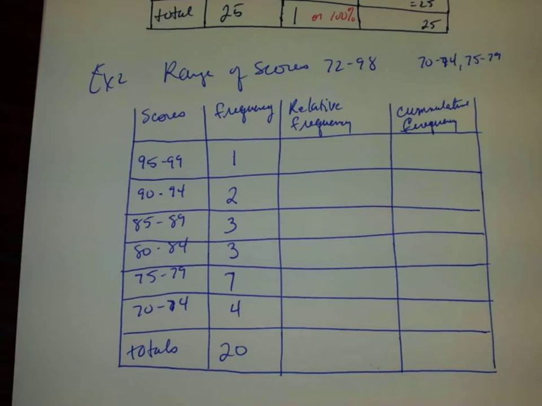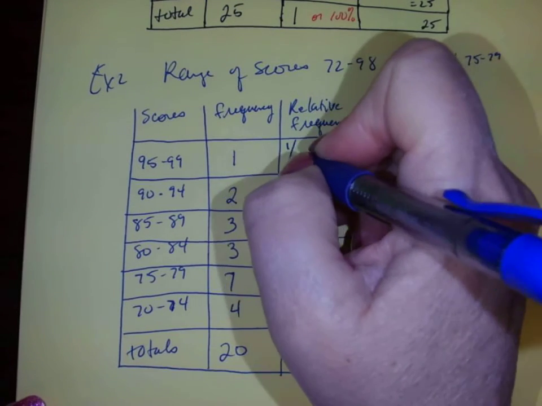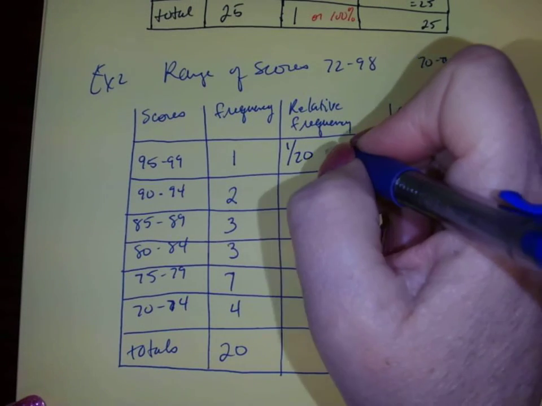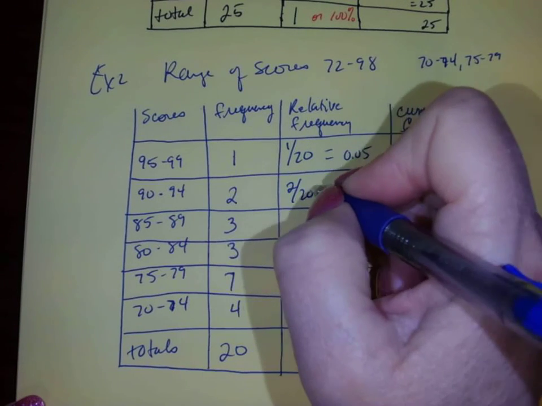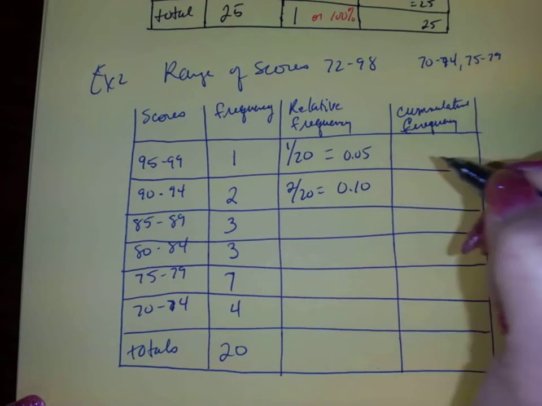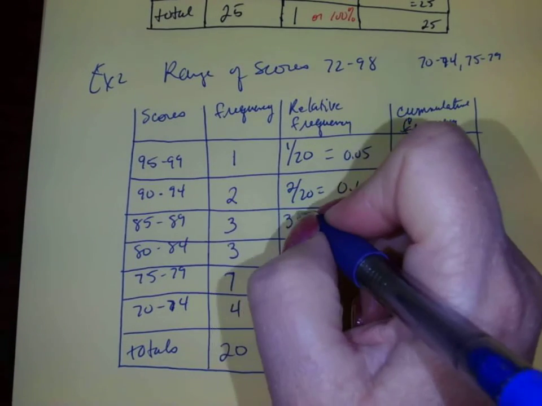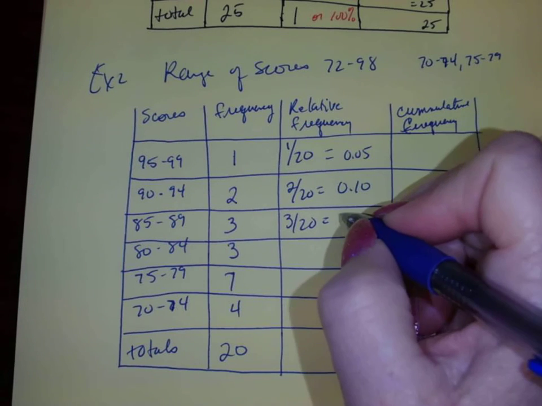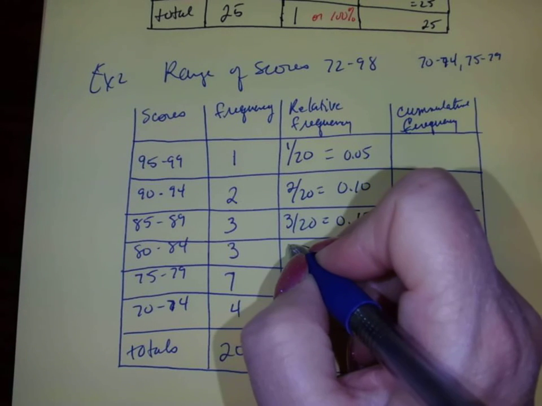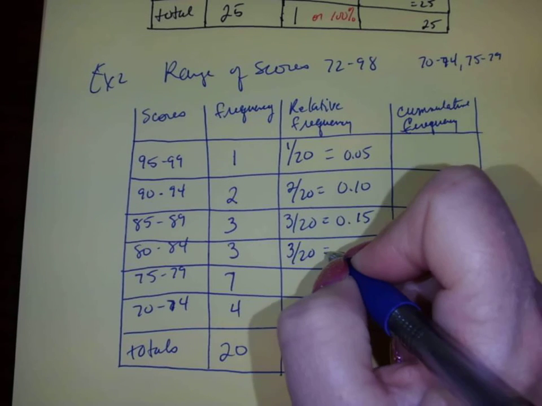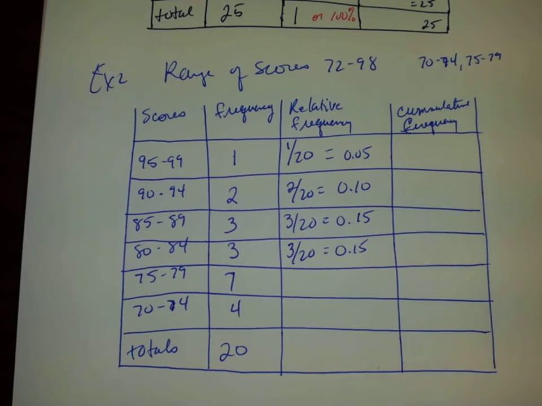All right, we're back to doing our relative frequency. So 1 over the total of 20 will get a 0.05. 2 over 20 will get a 0.10. 3 out of 20 is 0.15. And we have another one, so 0.15. And all I'm doing, if you're like, but where are you getting those numbers? I'm just using the calculator.